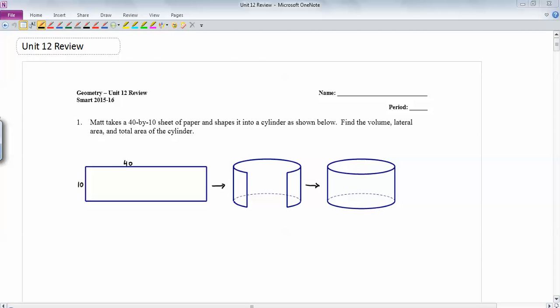Okay, so this video is going to be for the first page of the Unit 12 review. So it'll be numbers 1 and 2. So we'll just work our way through the problems.